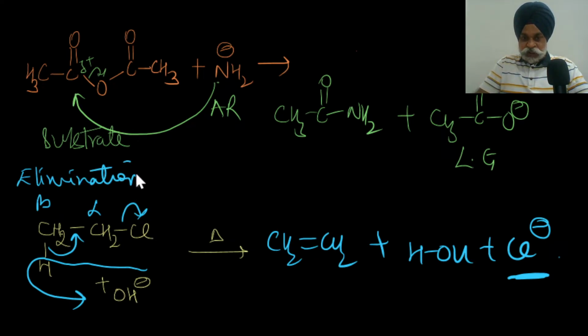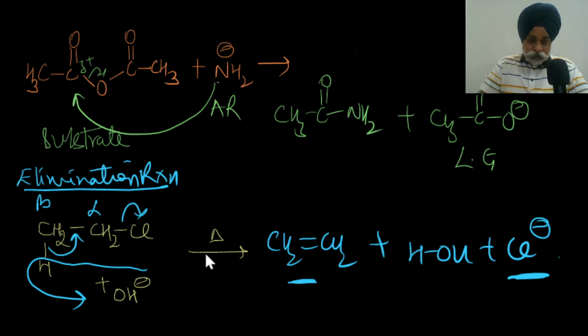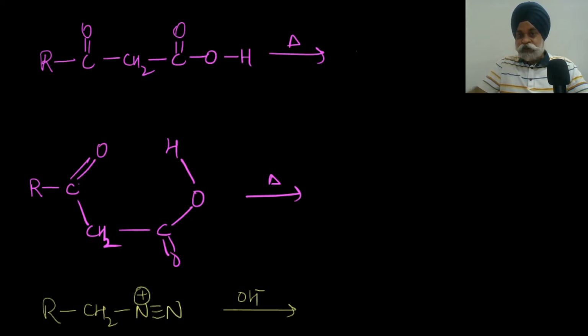During general elimination reactions we tend to create a new pi bond in the product. So you always have to keep this in mind. Sometimes the leaving group could be a gas also, just like in the pyrolytic elimination of a beta keto acid. If I write this as alpha, this as beta, this is a beta keto acid.